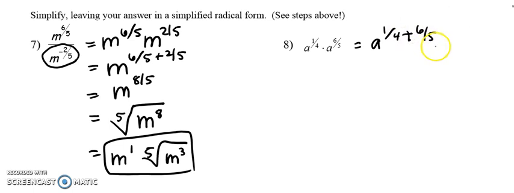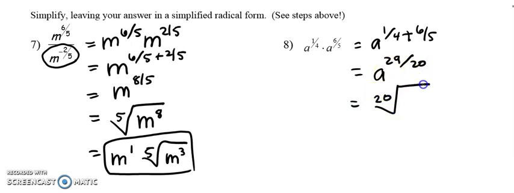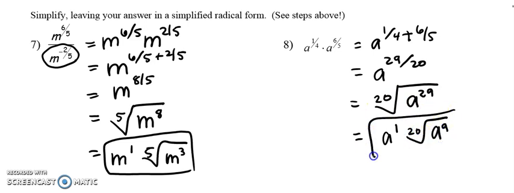And if you use a calculator and you add, this would be 24 plus 5. This is 29 20ths when you use a calculator. Change it to radical form. Remember, the denominator becomes the root. And then ask yourself, 20 goes into 29 how many times? Once, with 9 left over. Done.